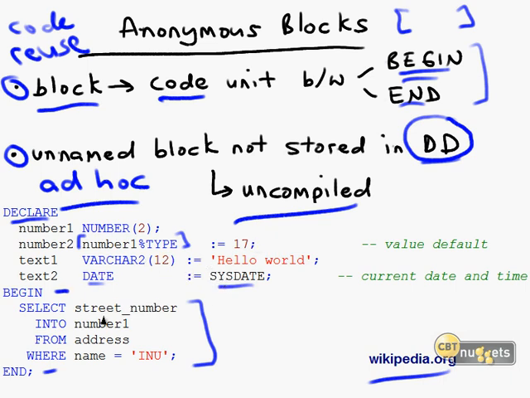Now in this simple example, we are packing the number1 variable with the contents of the street number column in the address table. We're doing what's called a select into. So we're filling the number1 variable bucket with whatever is listed for street number in our address table where the name is INU. So at the end of this procedure, we're going to have a variable that contains whatever street number is associated with the name INU. Again, kind of an academic example, but I hope you followed the logic just in general terms.